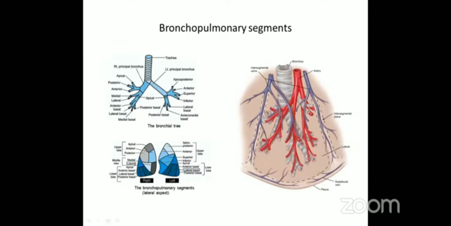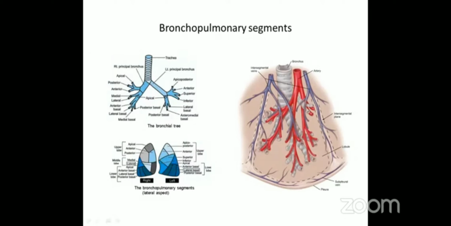What is important here is that the artery is dorsolateral to the bronchus, going along with the bronchus, but the veins are in between two bronchopulmonary segments. So it is an intersegmental vein. One bronchopulmonary segment has more than one vein, or you can say one vein is draining more than one bronchopulmonary segment. So this location is important. And how many such segments are there? There are 10 bronchopulmonary segments.